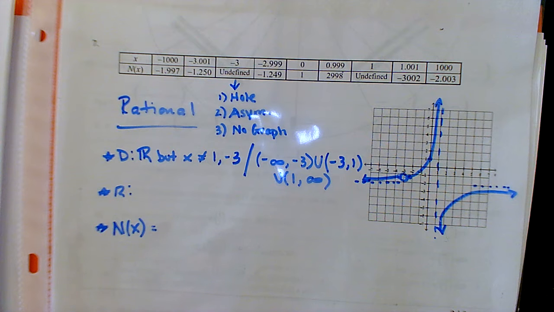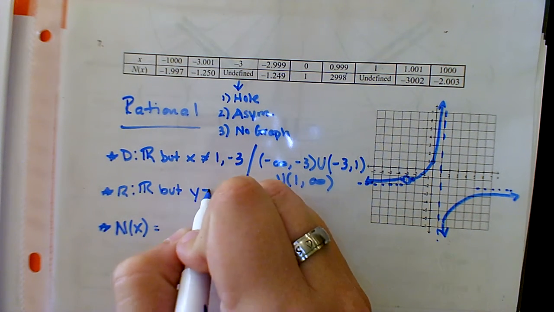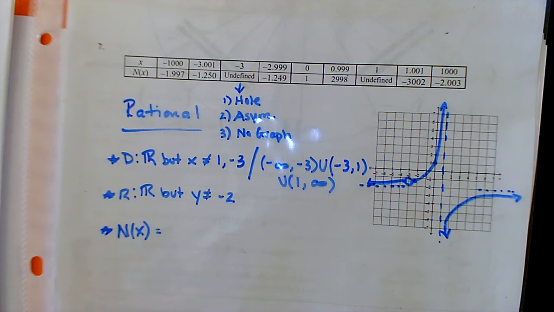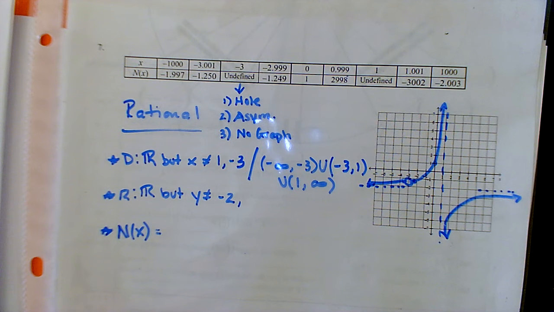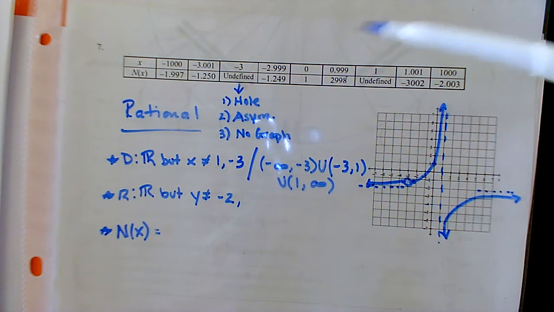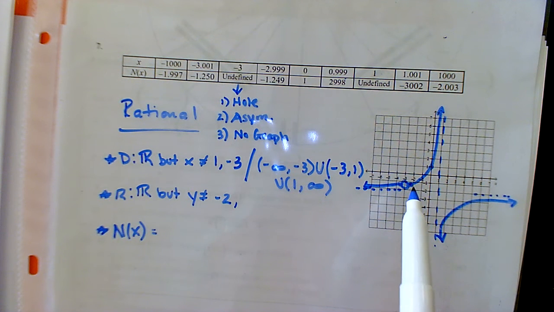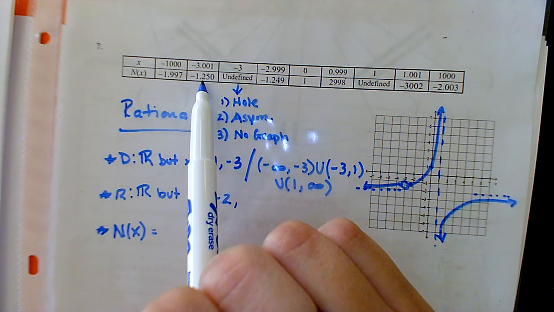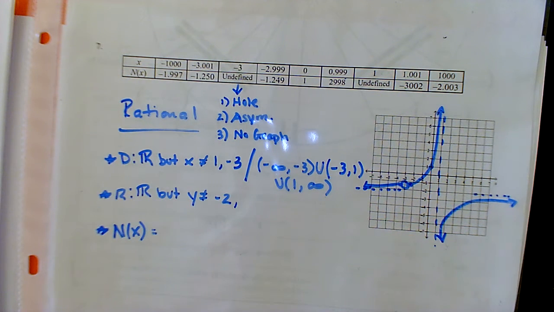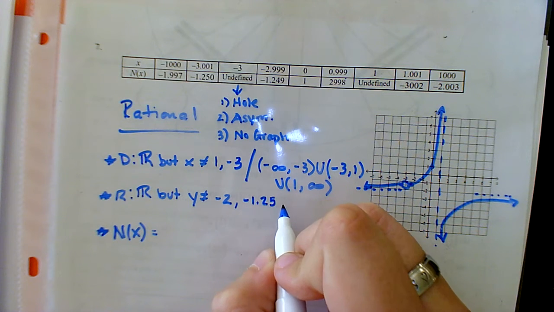All right. What about the range? So Ryan said all real numbers, but y cannot equal -2. Is there another y value that we can't be? Something between -1.25 and -1.249. Okay, so notice how if you look at your y's right here, we know we can't be -2 because that's where the horizontal asymptote is, but this hole is presenting another y location that we don't have, because we go from negative 1.25 to negative 1.249. We're not quite sure what's in there, so maybe we'll say negative 1.25.